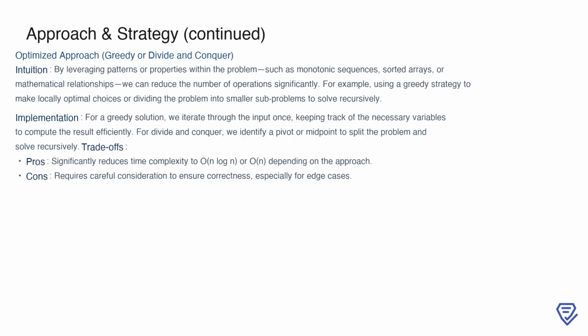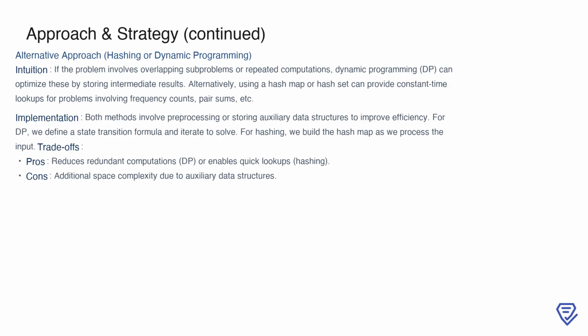Additionally, we can explore alternative approaches like dynamic programming or hashing, which are particularly effective for certain types of problems. Dynamic programming is ideal when the problem involves overlapping subproblems or repeated computations. By storing intermediate results, we avoid redundant calculations and achieve significant performance gains. Hashing, on the other hand, is useful for problems requiring quick lookups, such as tracking frequency counts or identifying pairs with specific properties. Both of these approaches rely on auxiliary data structures to improve efficiency. While they are powerful tools, they do come with trade-offs, such as increased space complexity due to the need for additional storage.